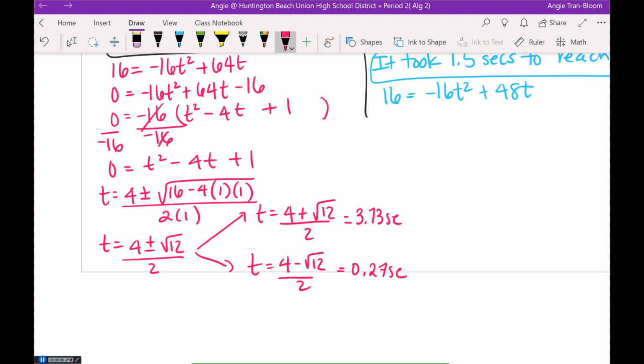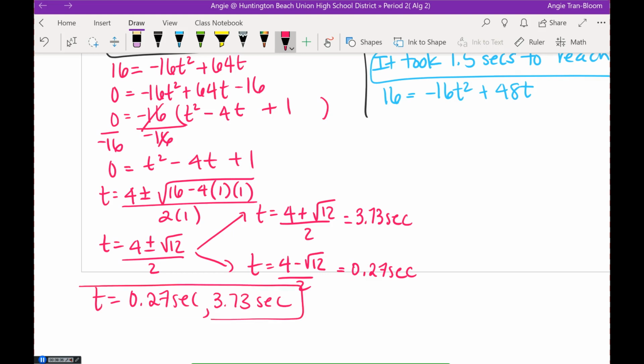0.27 seconds. Whoa, can I keep both answers? How come? One of the times is when it reaches 16 feet when it goes up, right? And then the longer time, which is 3.73 seconds, is when it goes back down. Both of them are going to hit 16, so I can keep both. Okay, so 0.27 seconds and 3.73 seconds.